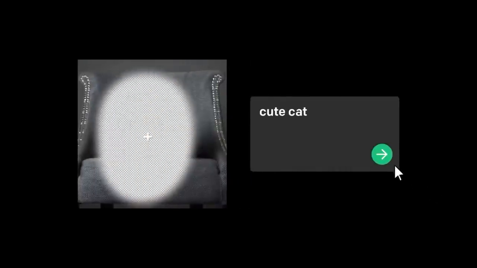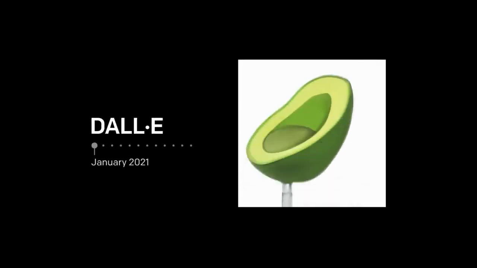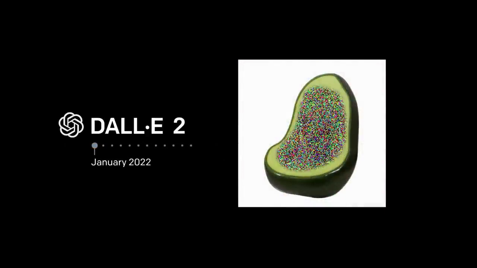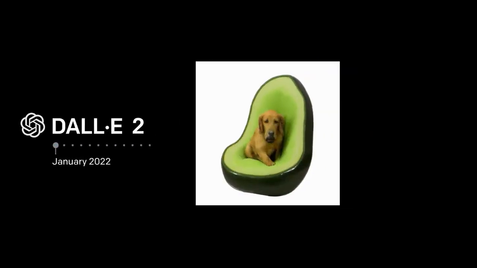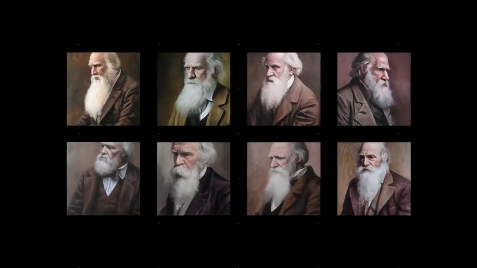Based on a simple natural language description, it can fill in or replace part of an image with AI-generated imagery that blends seamlessly with the original. It's called inpainting. In January 2021, OpenAI introduced DALL-E, a system that could generate images from text, like this avocado armchair. DALL-E 2 takes the technology even further with higher resolution, greater comprehension, and new capabilities, like inpainting. It can even start with an image as an input and create variations with different angles and styles.